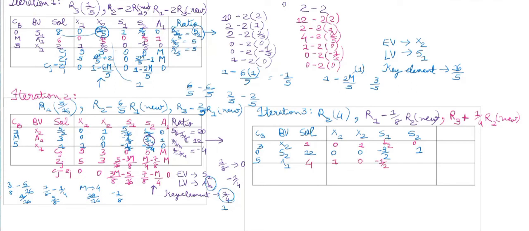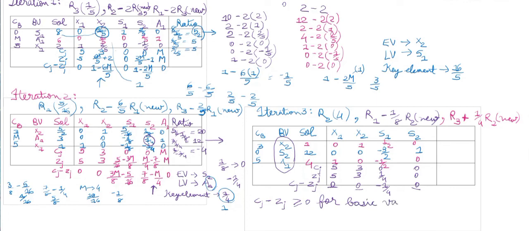Now I'll write the Cj values, which are 5, 3, 0, 0. And Zj will be 3 into 0 plus 0 into 0 plus 5 into 1. Likewise for the other columns. Then Cj minus Zj. So these are our basic variables, and for the basic variables, as you can observe, we have got Cj minus Zj greater than or equal to 0. So now we'll not perform any more iterations, as we have already reached our optimal solution.